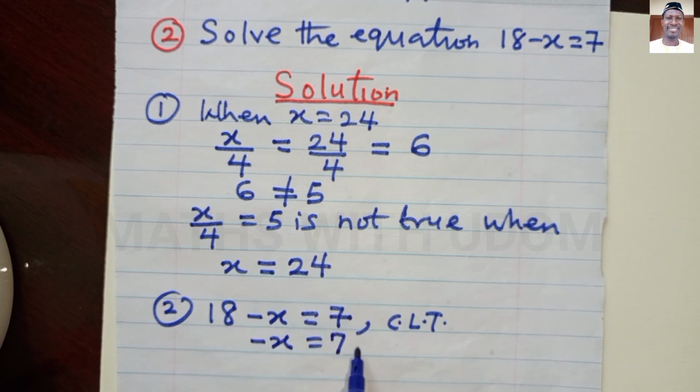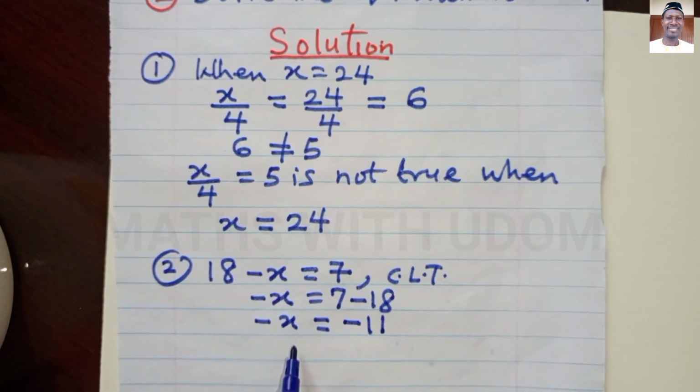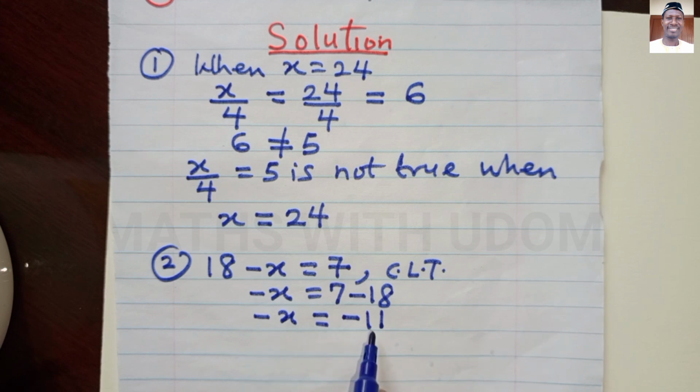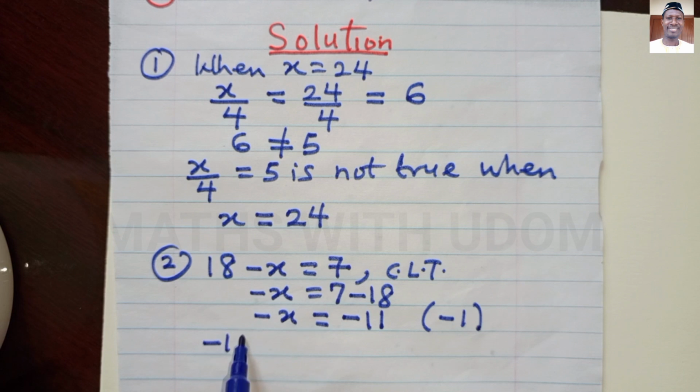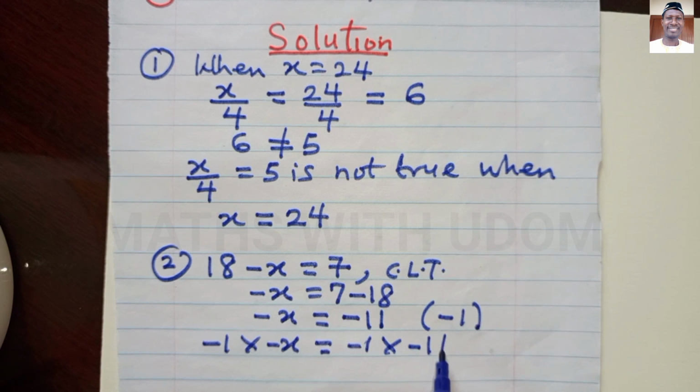18 will cross over to the other side and the sign will change from plus 18 to minus 18. Remember, before this 18 there's an invisible plus, that's why the sign is changing from plus to minus. So we have minus x is equal to 7 minus 18, which is minus 11. Now I'm looking for the value of x. For me to do that, I need to multiply both sides of the equation by minus 1.